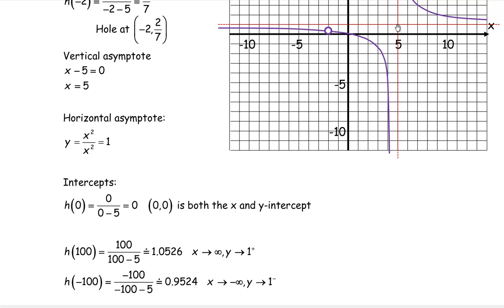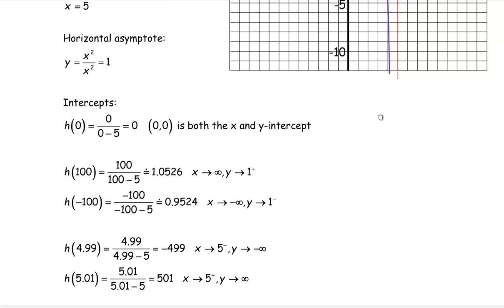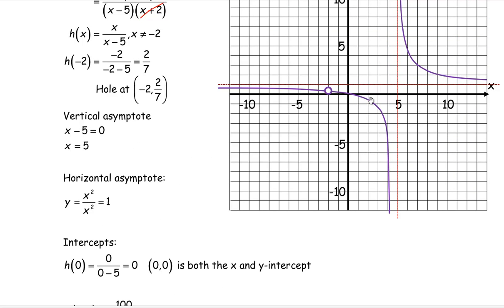Remember, the vertical asymptote was x equals 5, so I did 4.99 and 5.01. So if I put 4.99, so we're to the left of the vertical asymptote a little bit, I get negative 499. So as we approach 5 from the left, y is approaching a large negative value. So as we approach from the left, the function values are getting to be large negatives.